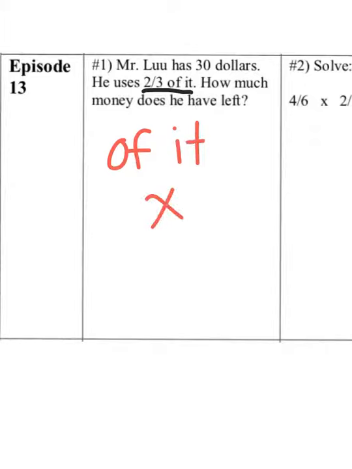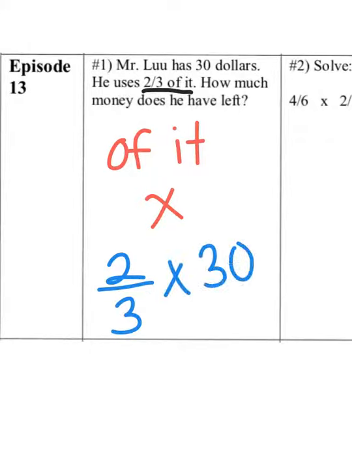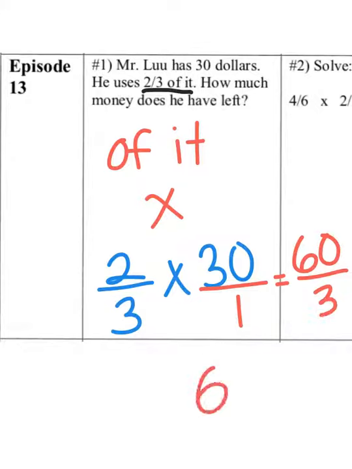So it's pretty much 2/3 of it, which is 30. 2/3 of it. So think of 2/3 times 30. Now all you need to do is do multiplication. This is really 30 over 1. We multiply across. That will give us 60 over 3. And then all we have to do is do division. 60 is being divided by 3.